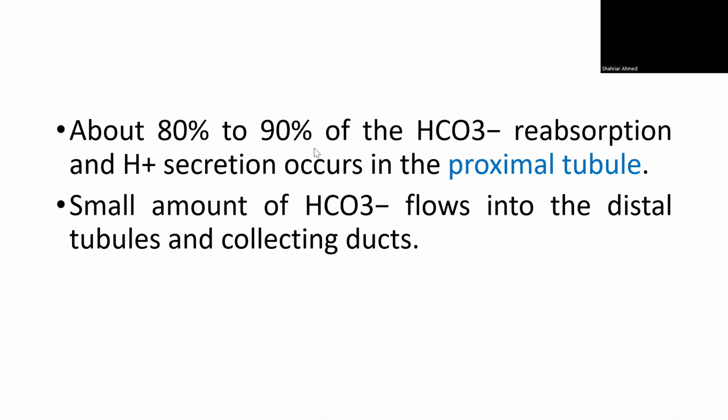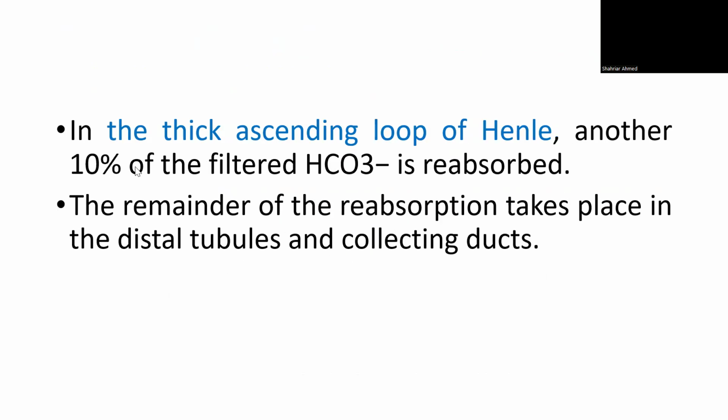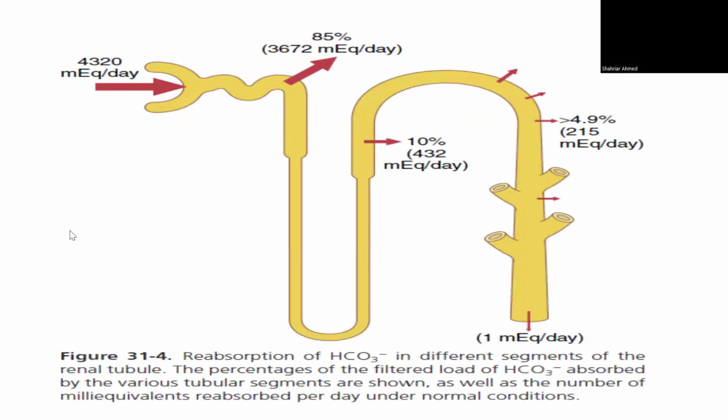About 80 to 90% of the bicarbonate ion reabsorption and hydrogen secretion occur in the proximal tubule. Small amounts of bicarbonate ion flow into the distal tubule and collecting duct. In the thick ascending limb of the loop of Henle, only another 10% of the bicarbonate ion is reabsorbed. The remainder of the reabsorption takes place in the distal tubule and collecting duct.